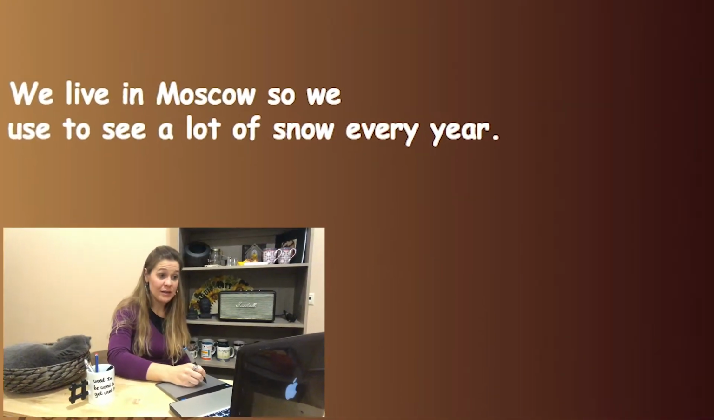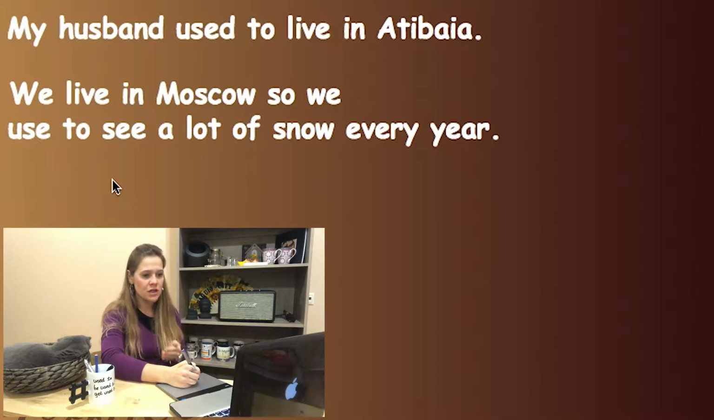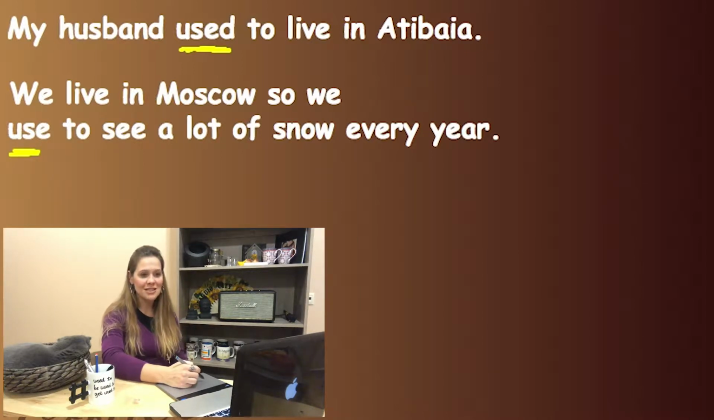Let's compare these two sentences here. The one in the past, 'my husband used to live in Atibaia', and the one in the present, 'we live in Moscow, so we used to see a lot of snow every year'. As you can see here, this one that talks about the past, the verbs in the past, and this one here that's talking about the present, the verbs in the present. It does make some sense, however, this second sentence is incorrect.